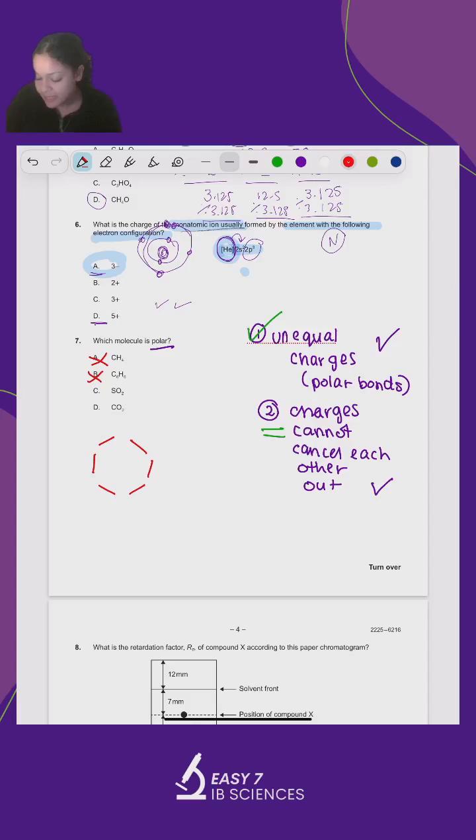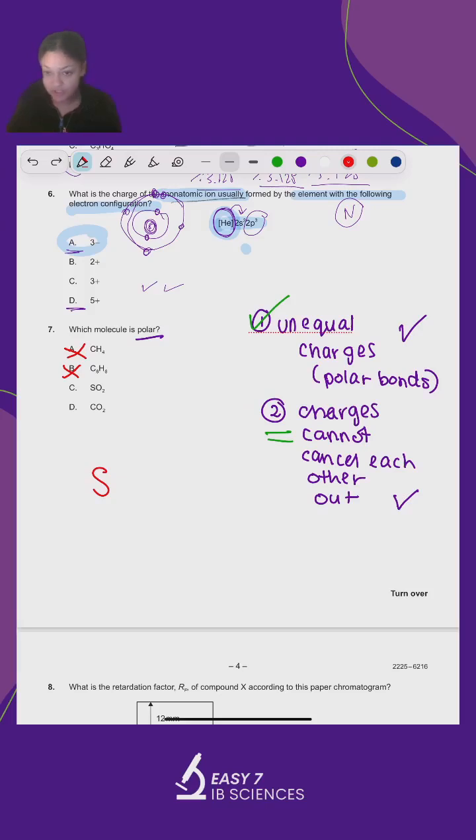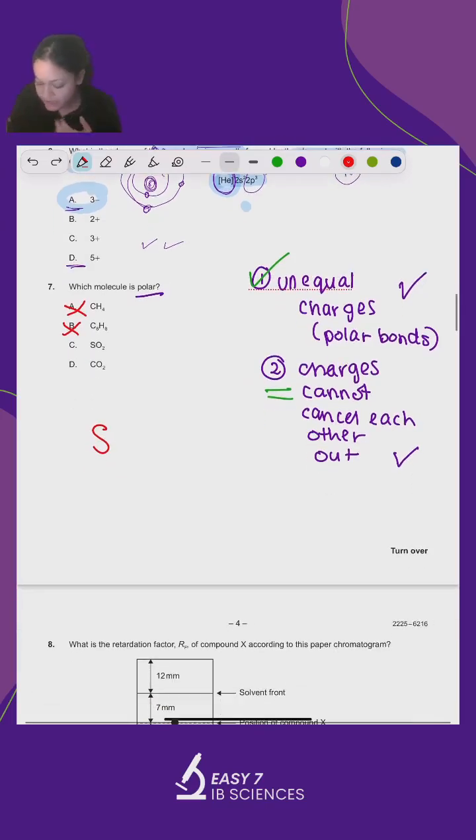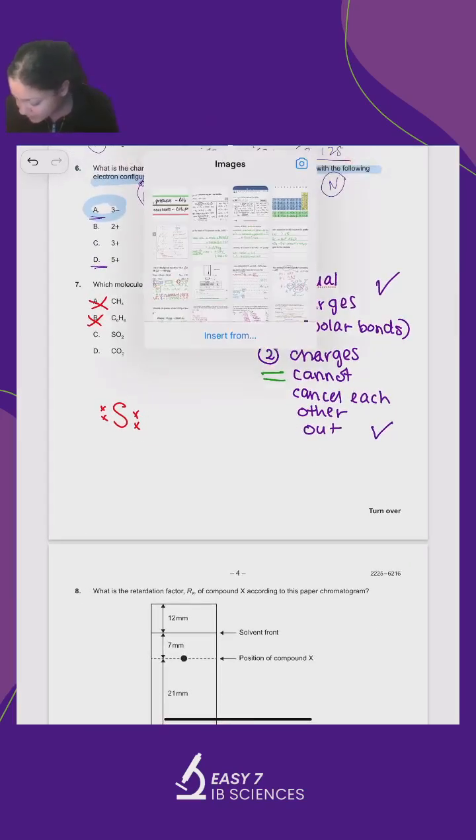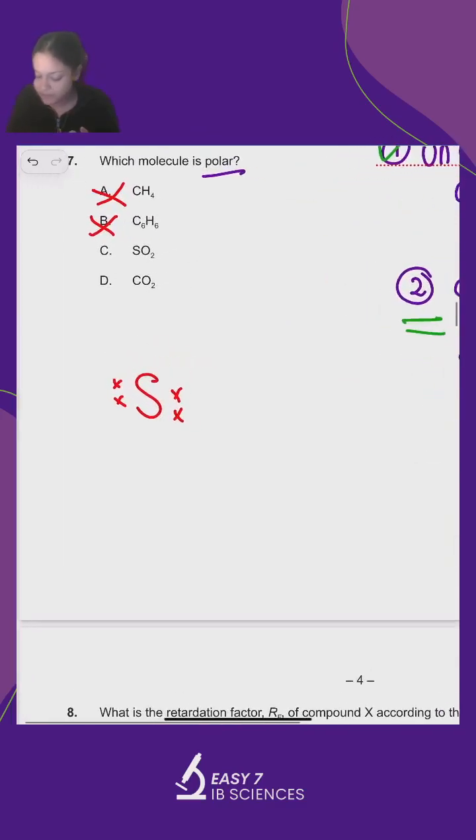Now, what about SO2? For sulfur dioxide, someone said the shape is bent, which is correct. But let's look at the differences in electronegativity. First of all, how many valence electrons does the sulfur have? The sulfur has 2 here and 2 here. Those are the valence electrons of sulfur, I believe, from the periodic table. Again, correct me if I'm wrong. I think it has 4 valence electrons, just like carbon.